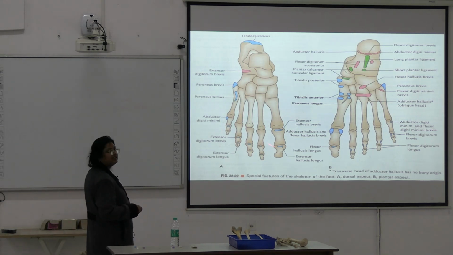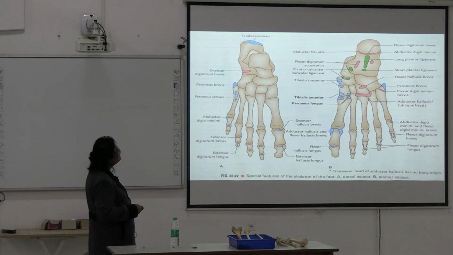So, this is the dorsal aspect and this is the ventral aspect. Here is the attachment of ligaments, important ligament, the plantar calcaneonavicular ligament here. Here is the long plantar ligament, short plantar ligament. This is flexor digitorum accessorium. These are muscles of the sole of the foot.